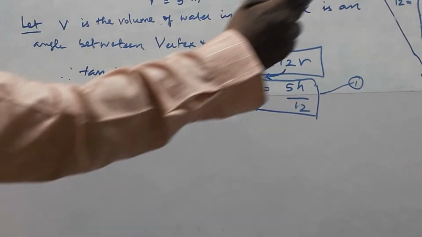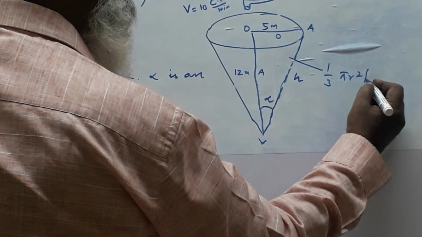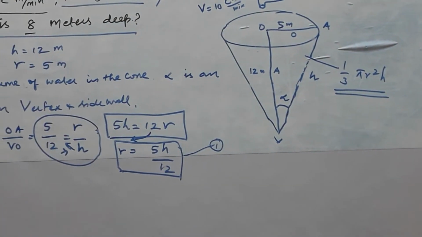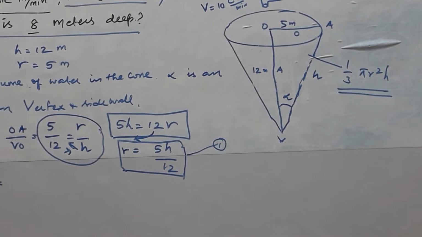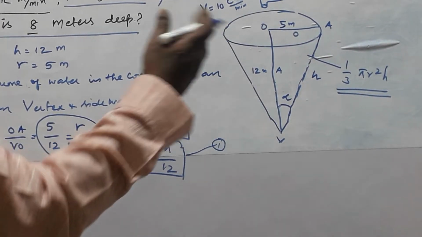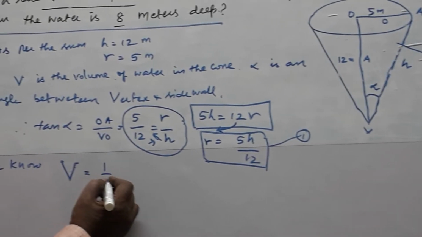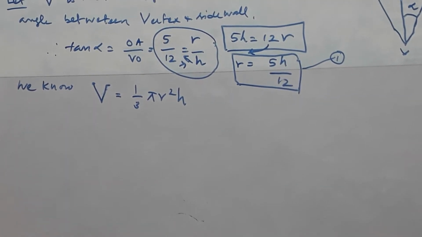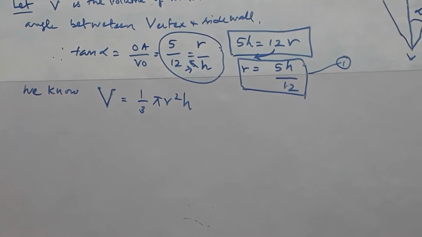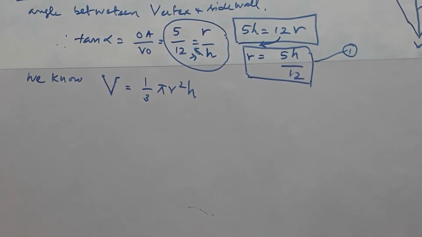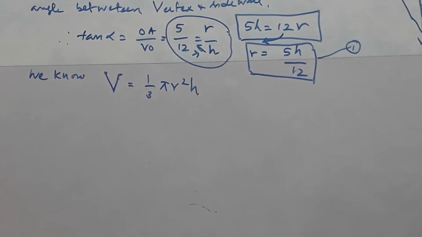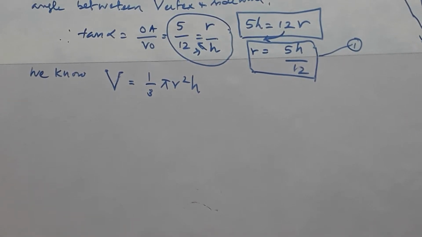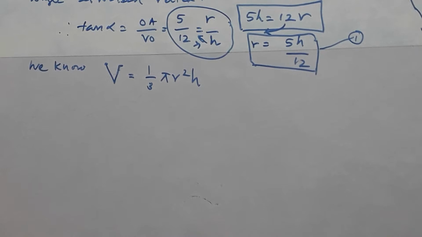What is the volume of the cone? Volume of this cone is 1/3 pi r squared h. Conical volume is given by 1 by 3 pi r squared h. Do you have any doubt? No doubt. Then substitute the value of r in the equation.